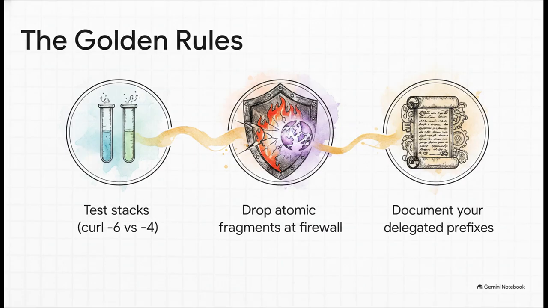Number 2, while you absolutely must allow standard ICMPv6, you should explicitly drop what are called atomic fragments at the firewall. These are fragment headers with no actual fragmentation, and they are a known nasty security risk used to bypass firewalls. And number 3, document your delegated prefixes meticulously. An ISP changing a prefix on you will silently break your static configurations if you aren't paying attention.